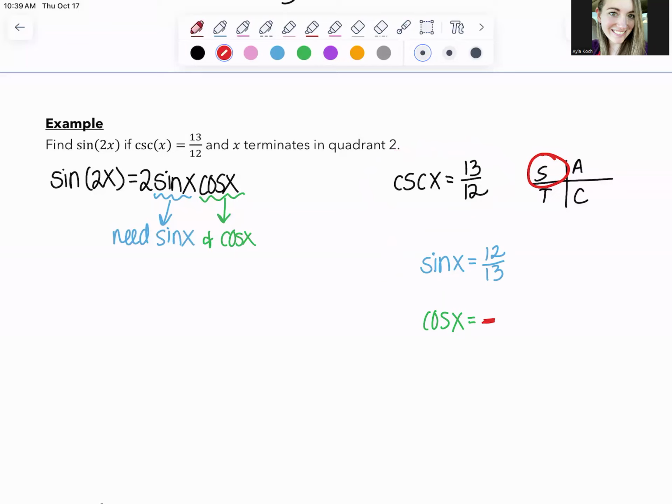Let's do purple. Cosecant is the reverse of sine. It's the reciprocal of sine. Sine is opposite over hypotenuse. So this is hypotenuse over opposite.